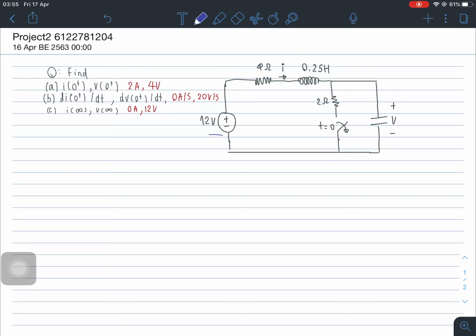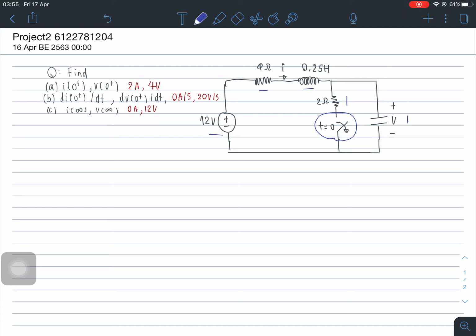My question gives a 12-volt source, a 4 ohm resistor, a 2 ohm resistor, a 0.25 inductor and a capacitor, and we have a switch that is going to open when time is greater than 0. So we start with solution A first.